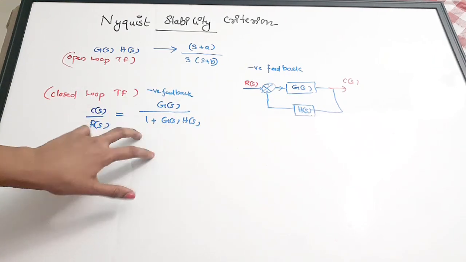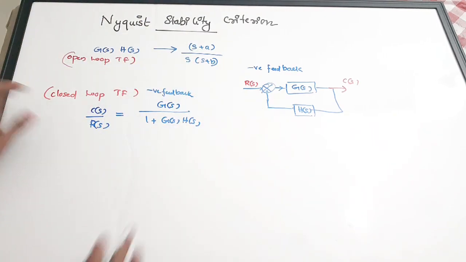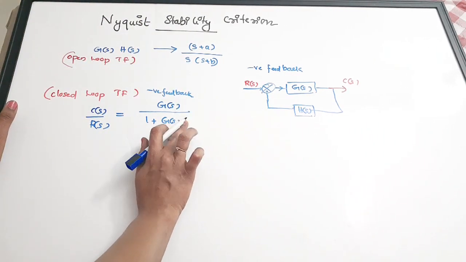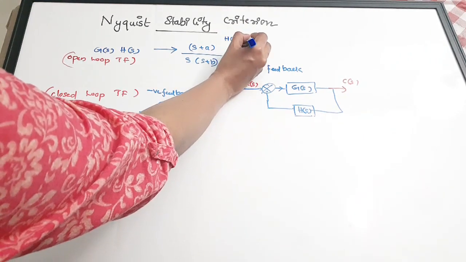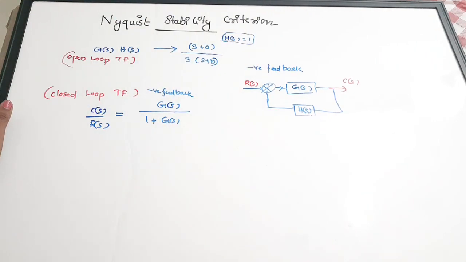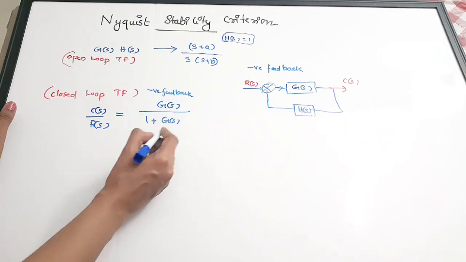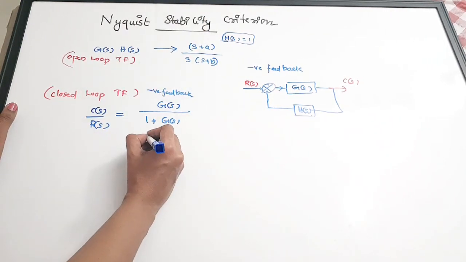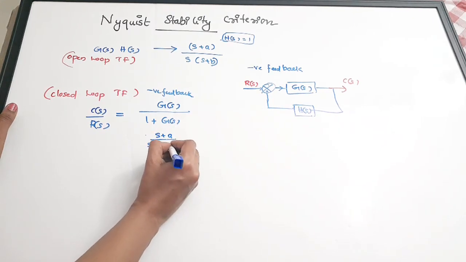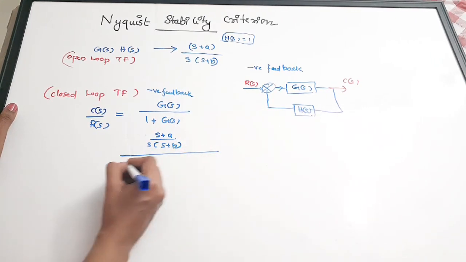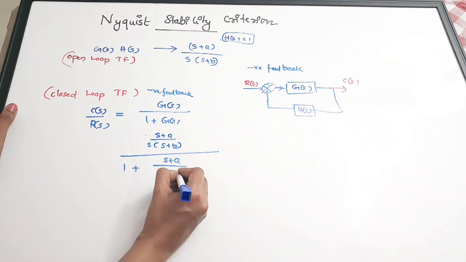So this is your equation. In this, substitute this value. What is G of S? You know. H of S we know it is 1. So you can actually replace this equation with this much. Why? Because H of S is equal to 1. So this will be your equation for the closed loop transfer function. In this, substitute the value of G of S, and you will be getting S plus A by S into S plus B, totally by 1 plus S plus A by S into S plus B.